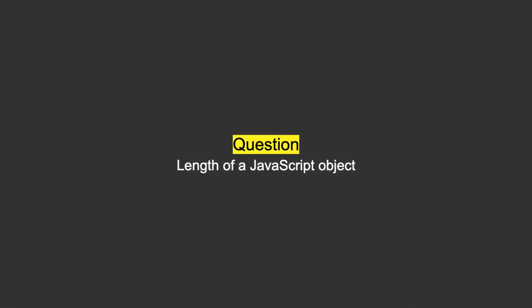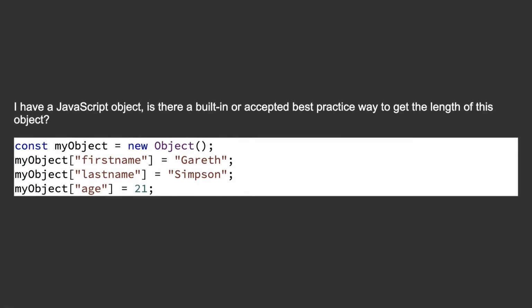Length of a JavaScript object. I have a JavaScript object. Is there a built-in or accepted best practice way to get the length of this object?